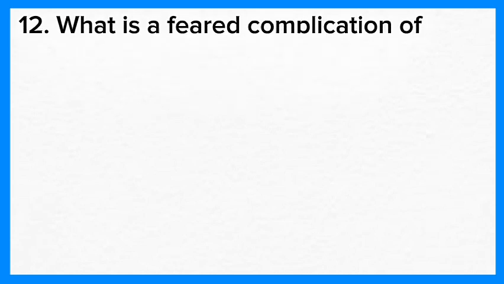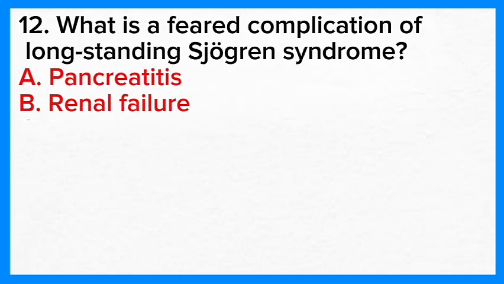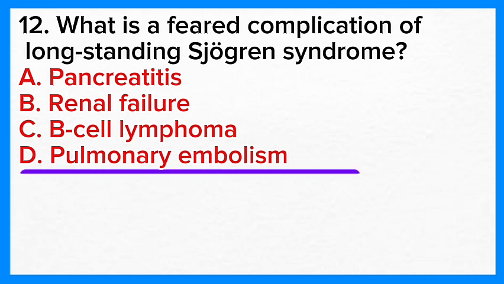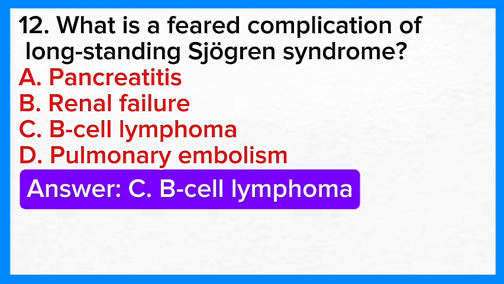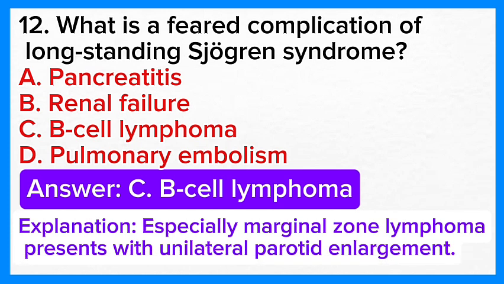12. What is a feared complication of long-standing Sjögren syndrome? A. Pancreatitis, B. Renal failure, C. B-cell lymphoma, D. Pulmonary embolism. Answer: C. B-cell lymphoma. Explanation: especially marginal zone lymphoma, which presents with unilateral parotid enlargement.